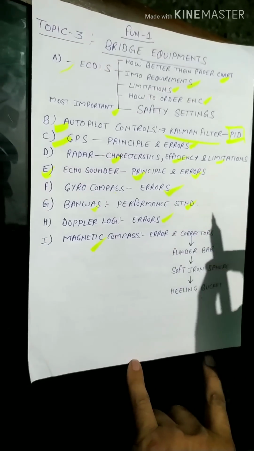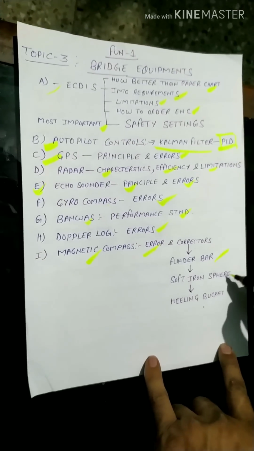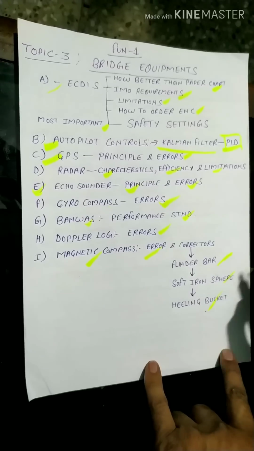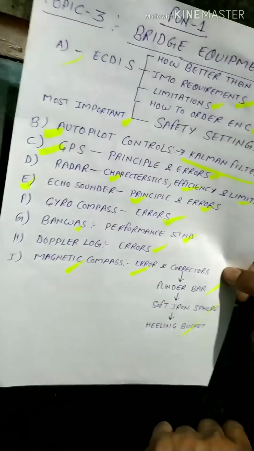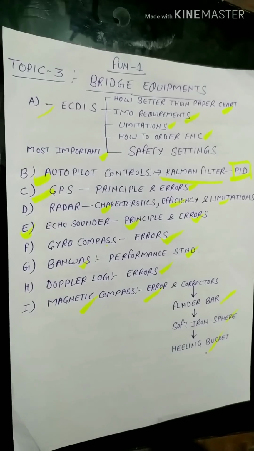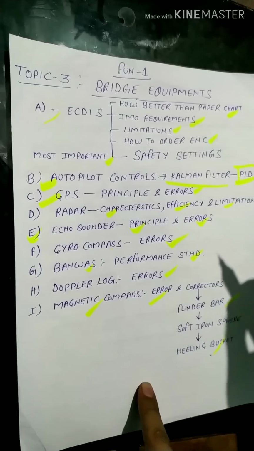In magnetic compass, error and correctors. Correctors in the sense like Flinders bar, soft iron ball or heeling bucket. That's all about the bridge equipment you have to study. And also you have to learn IMO requirement for all these equipments.